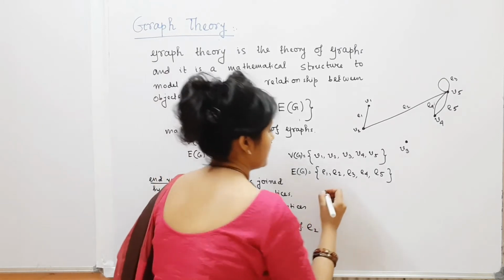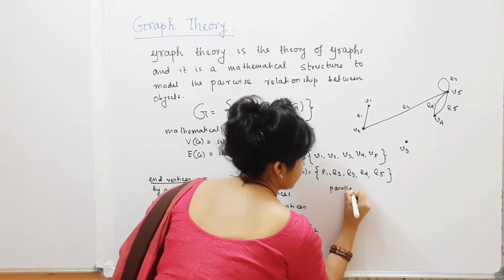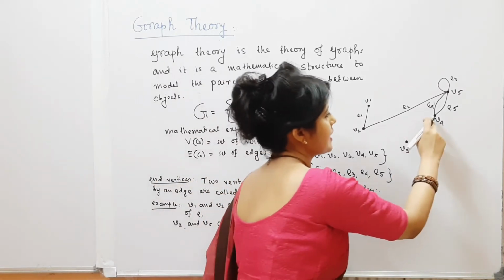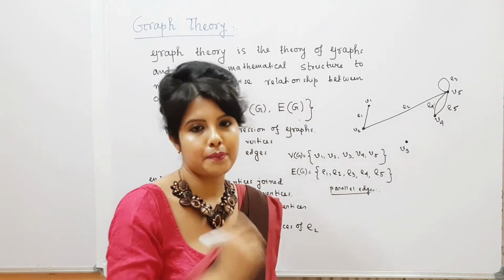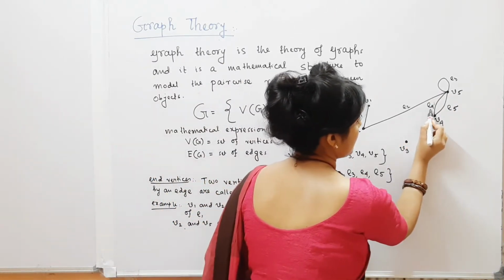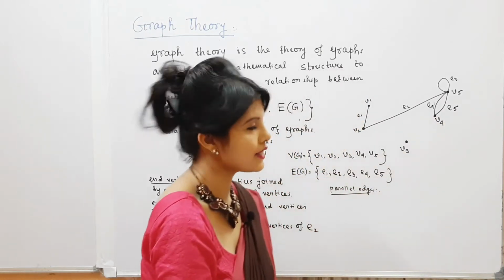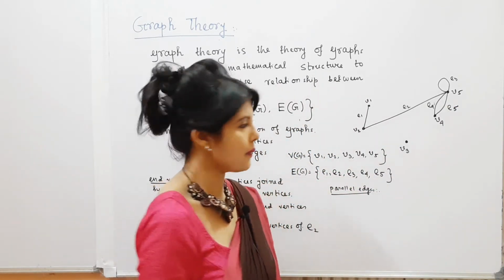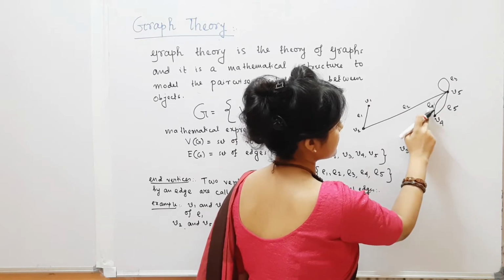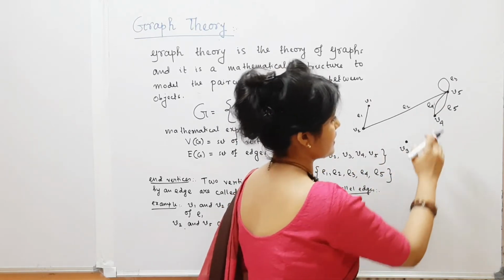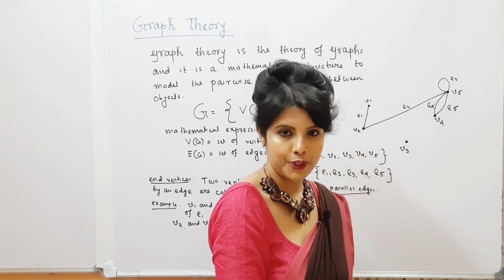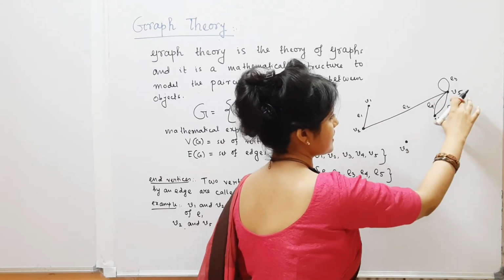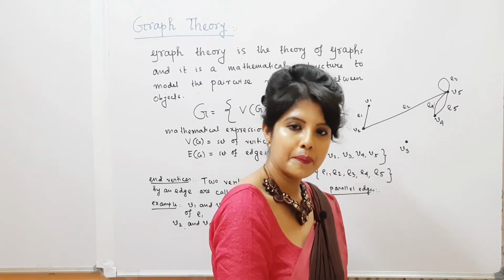Next is parallel edges. Parallel edges are two or more edges that have the same endpoints. Look at the edges E4 and E5: they have the same end vertices V4 and V5, because V4 and V5 are the endpoints of E4, as well as the endpoints of E5. This shows that these two edges have the same end vertices.